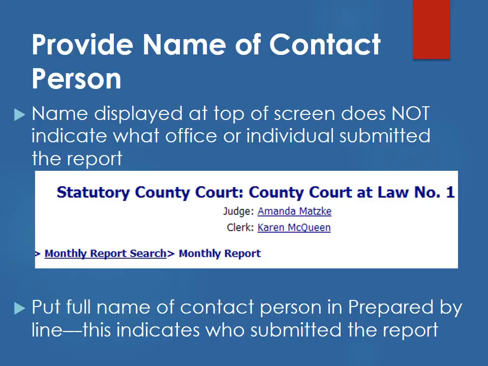Please note that the name displayed at the top of the screen does not indicate who submitted the report. This question comes up quite frequently from district clerk offices that are responsible for submitting activity reports for statutory county courts, as the county clerk's name will display. The login ID that is used, as well as the name of the contact person in the prepared by line, indicates who submitted the report.